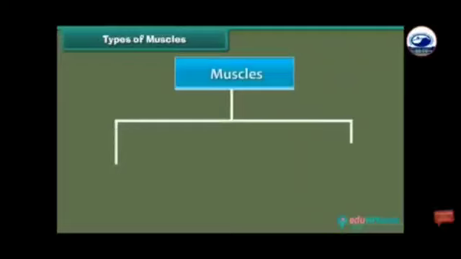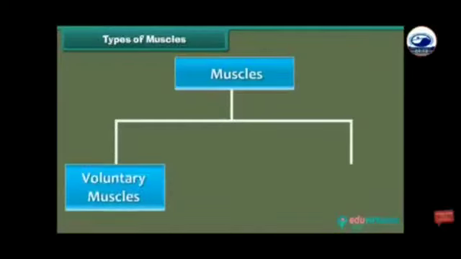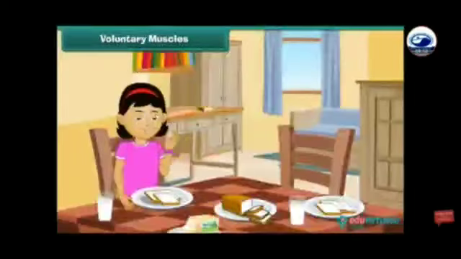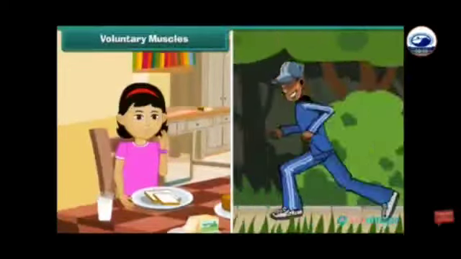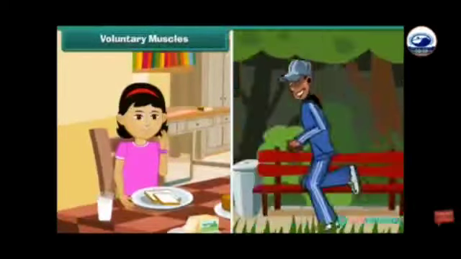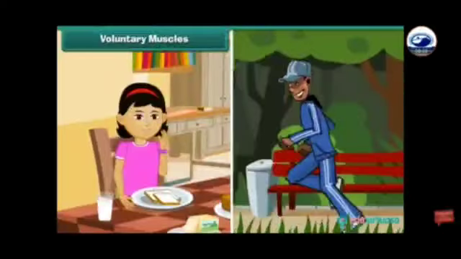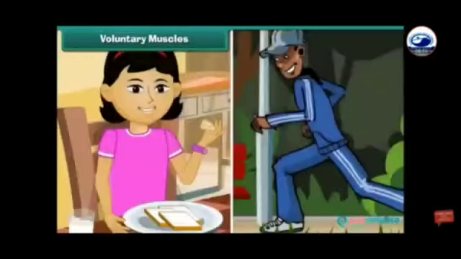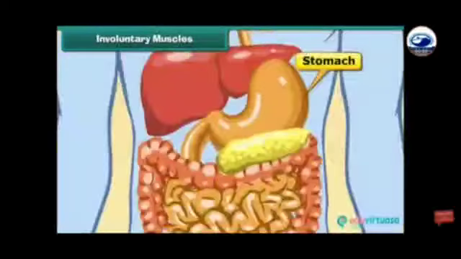According to the nature of their functions, muscles are of two types: voluntary muscles and involuntary muscles. Some actions are performed whenever we wish, like eating, walking, etc. We can start or stop these actions whenever we want. Muscles that carry out these actions according to our wishes are called voluntary muscles. Movements brought about by voluntary muscles are called voluntary movements. Our arms and legs contain voluntary muscles.